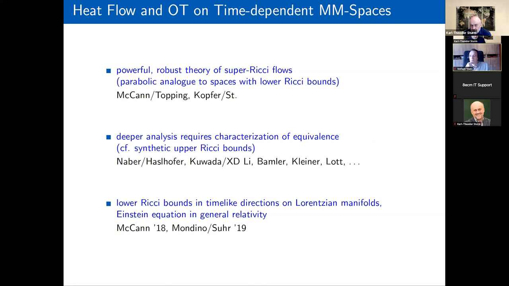And thirdly, there is a very interesting recent development concerning synthetic Ricci curvature bounds in time-like directions on Lorentzian manifolds. And if you impose both-sided Ricci bounds, this leads to a characterization of the Einstein equations in general relativity. I will only address the first of these topics and give some very basic concepts here.